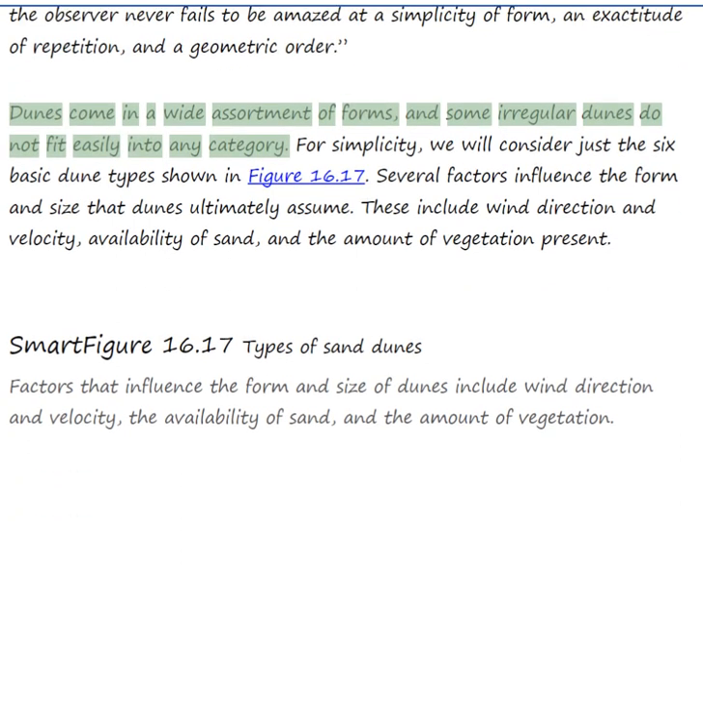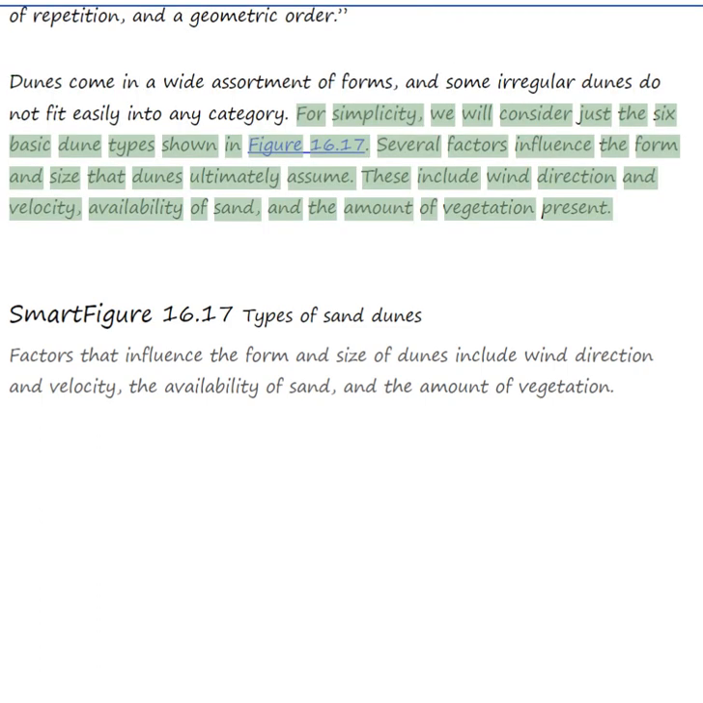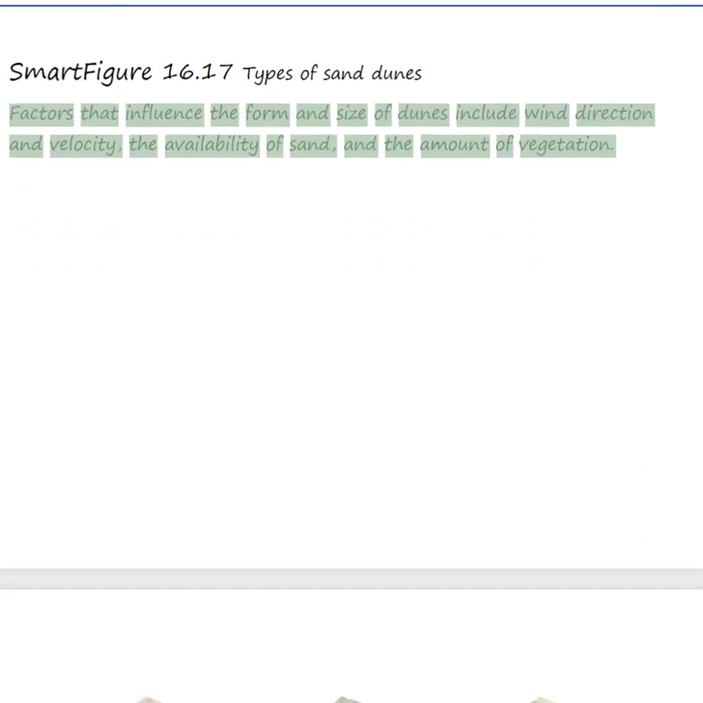Dunes come in a wide assortment of forms, and some irregular dunes do not fit easily into any category. For simplicity, we will consider just the 6 basic dune types shown in Figure 16.17. Several factors influence the form and size that dunes ultimately assume. These include wind direction and velocity, availability of sand, and the amount of vegetation present.